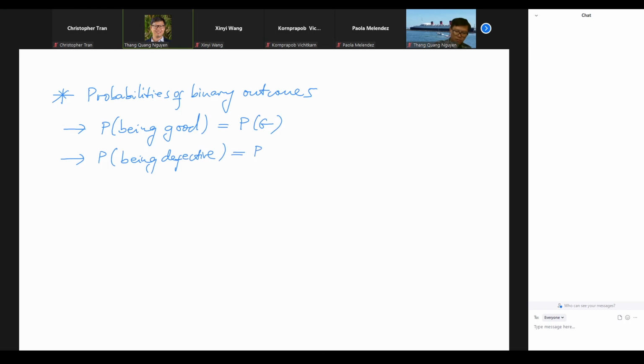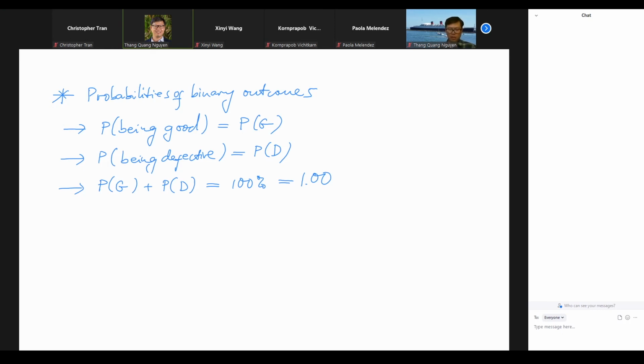We would call that P of B. And here's the thing. We know that in this kind of situation, there are only two possible outcomes, right? So that's why the probability of being good plus the probability of being defective is going to be 100%, or 1.0, right? There are only two possible outcomes, good or defective.